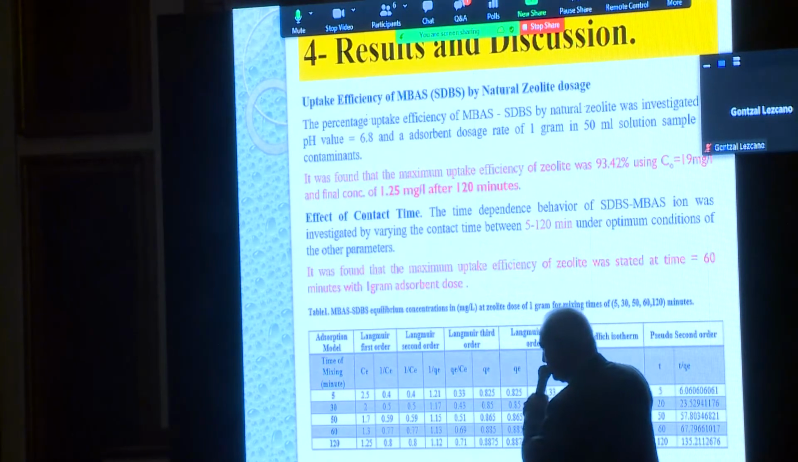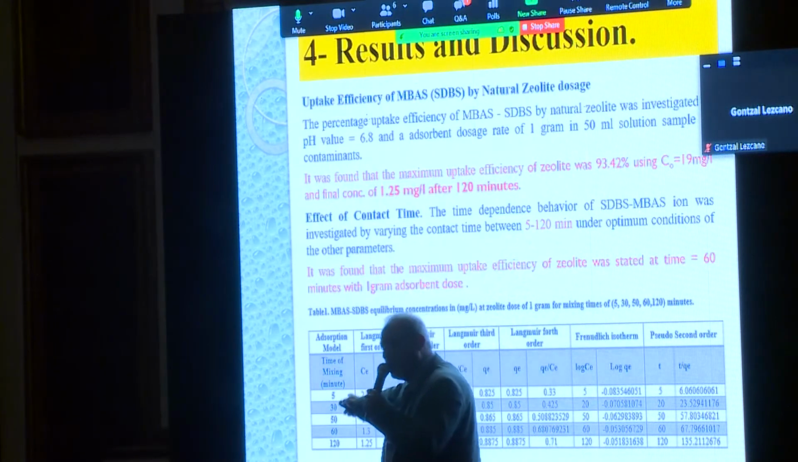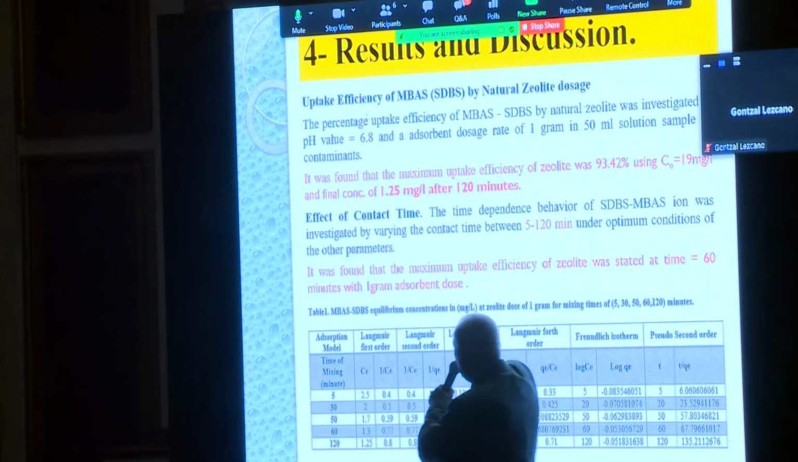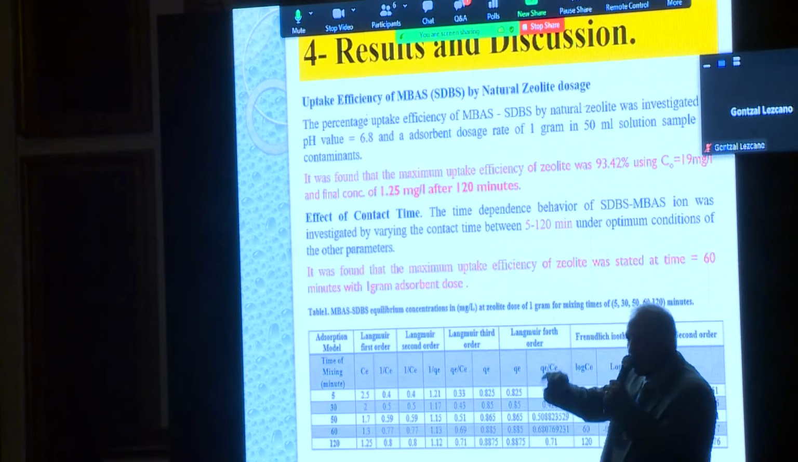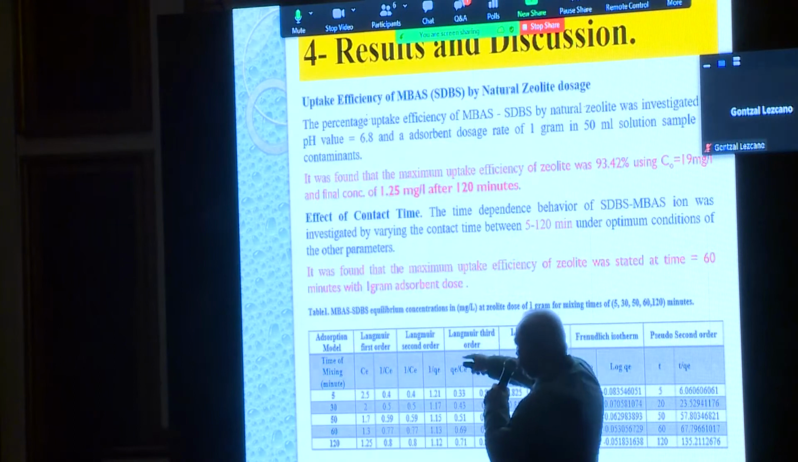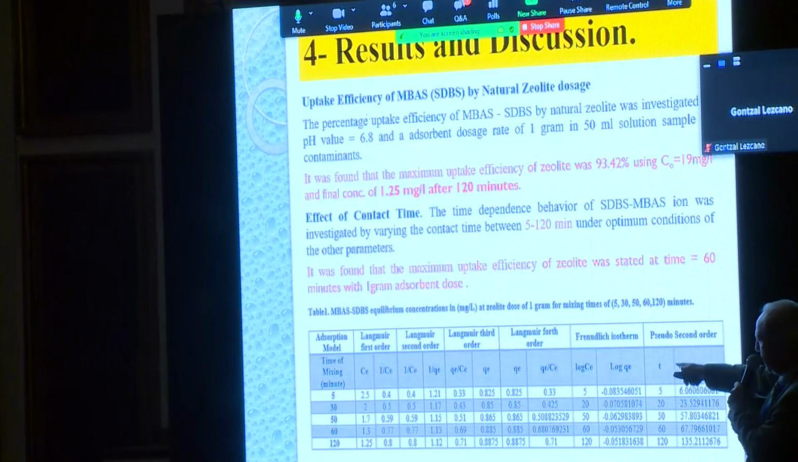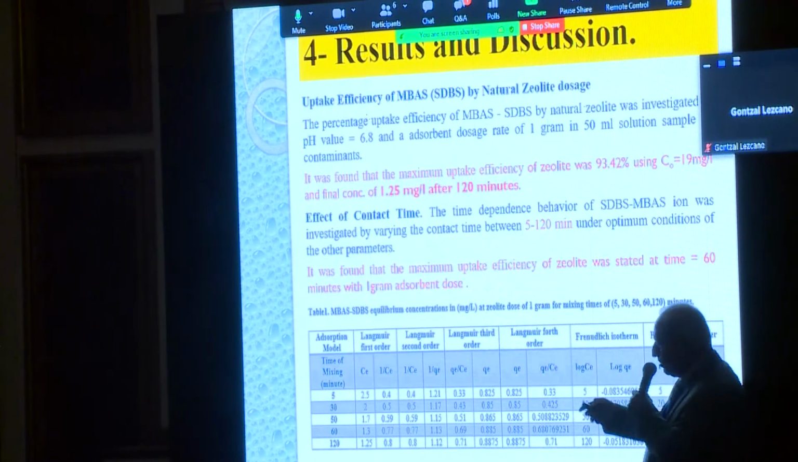And we find the parameters for the isotherm models. For Langmuir, we used four types of Langmuir model, which are the first order, second order, third order, and fourth order. And we use, as I said before, the Freundlich isotherm model and the pseudo-second order model. All of these parameters are used to check the fitness of the data according to those models.